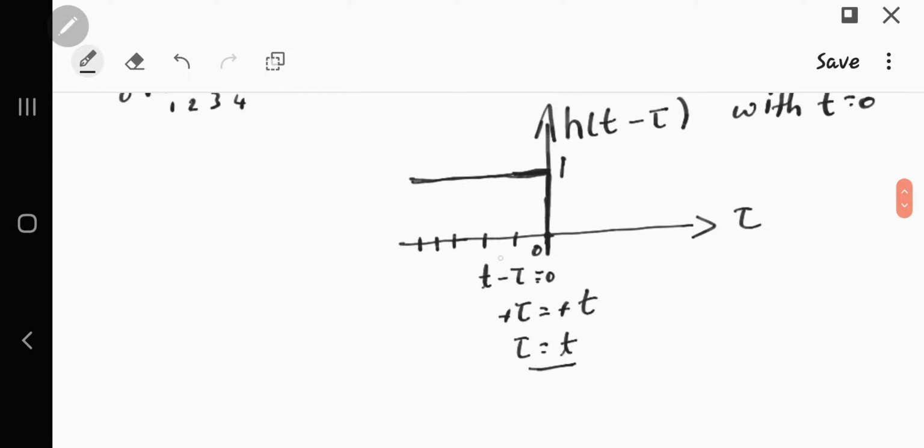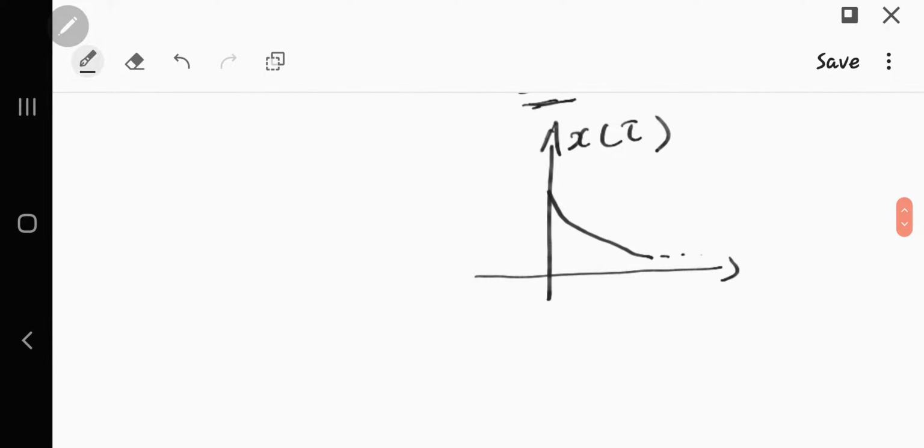So then what about this? Tau is equal to t minus 1, this will be t minus 2, this will be t minus 3, and so on. So, the things go like this. This point is tau is equal to t here. Now, let us perform the convolution operation. As I told you, the static signal is x of tau. I will keep it to my right side. Amplitude is 1, e power minus a tau.